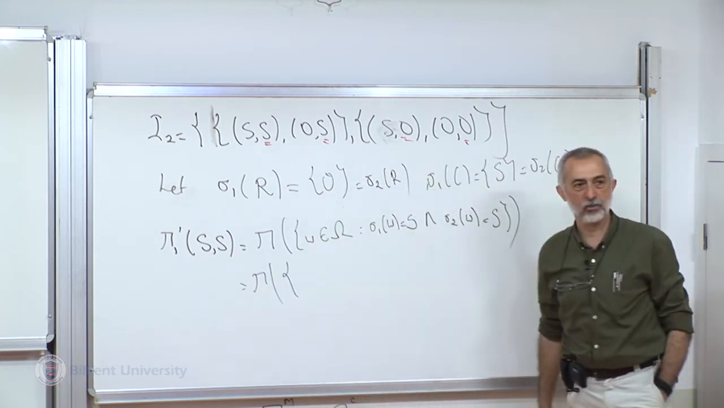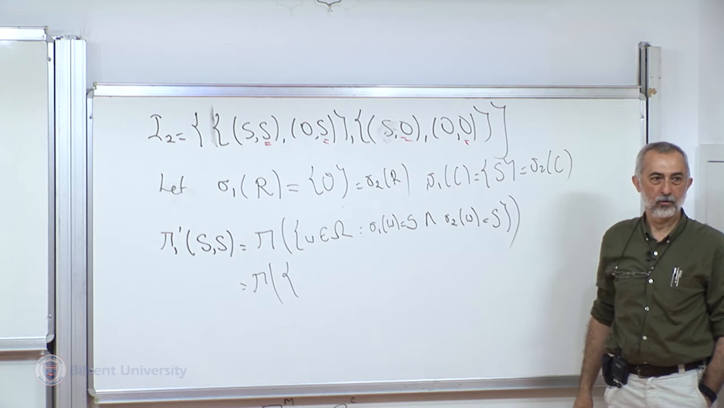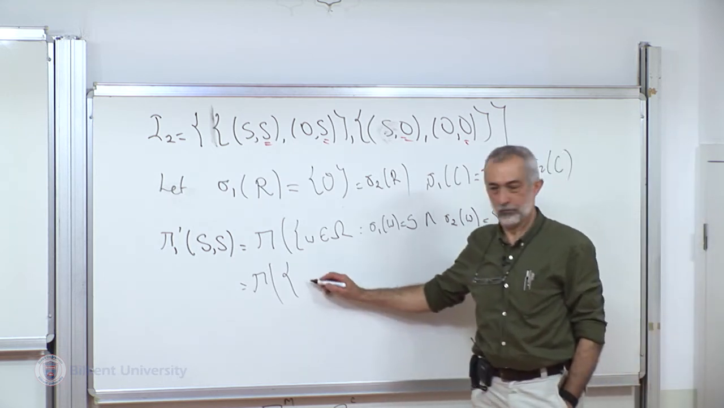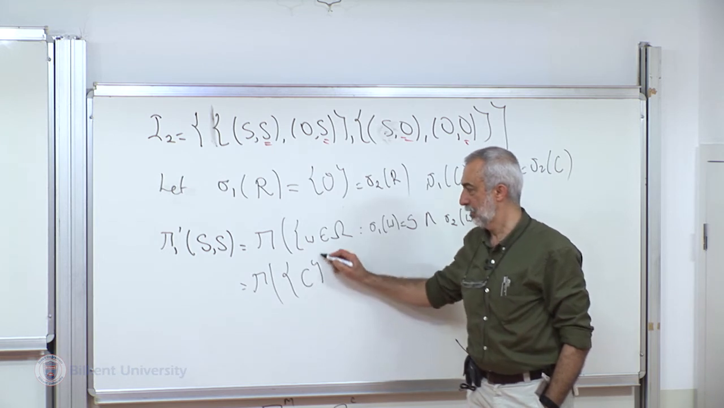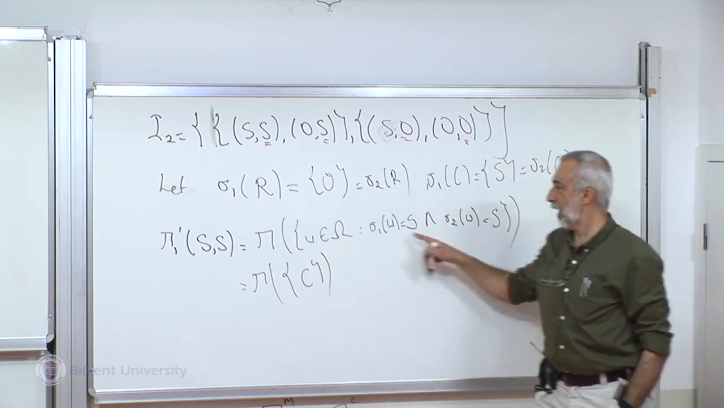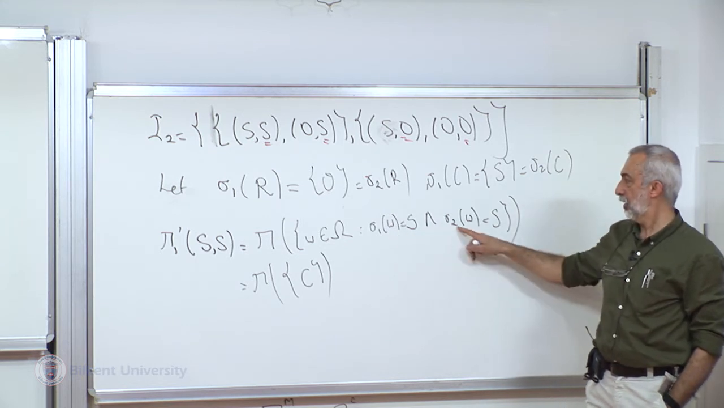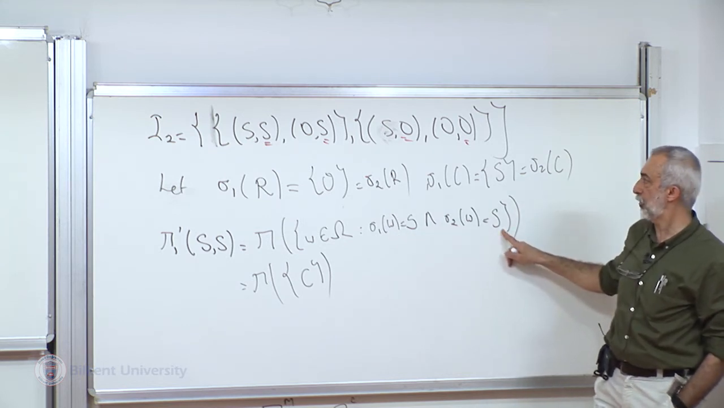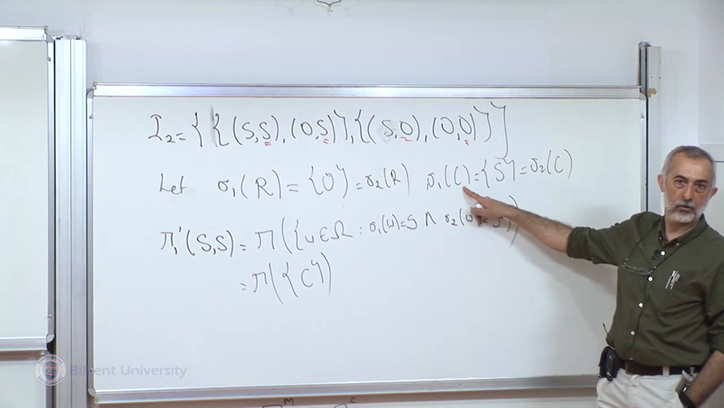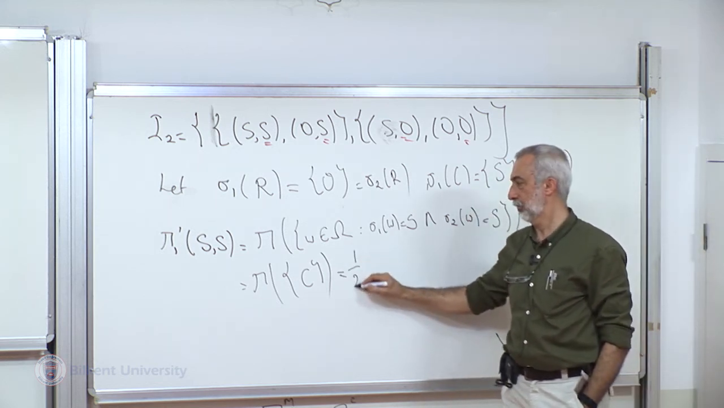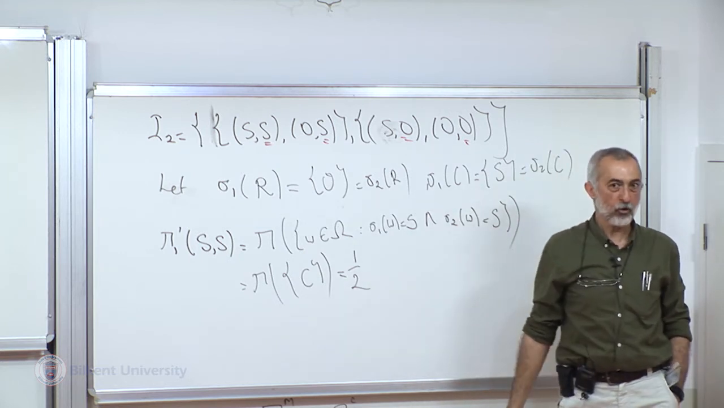So what does this set consist of? It's the outcome that is mapped to S by sigma 1 and S by sigma 2, which is the clear sky outcome C. So that's equal to 1 over 2. Okay, so far so good?